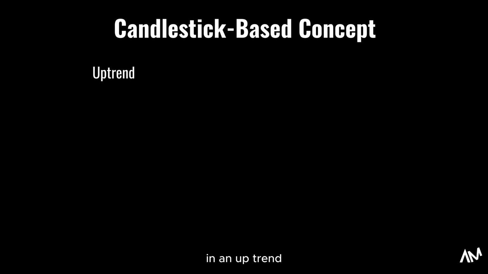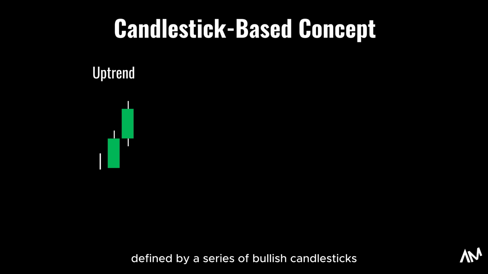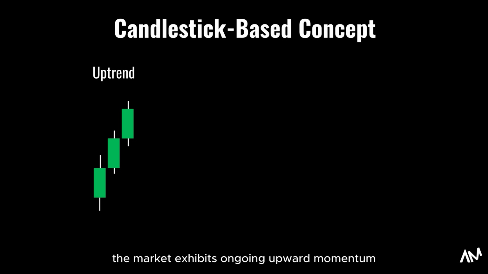In an uptrend, defined by a series of bullish candlesticks that surpass the peak achieved by the prior one, the market exhibits ongoing upward momentum. The low point of each candlestick remains above or equal to the low of the previous candlestick, suggesting that the market's downward force is restrained, and the overall trend remains predominantly bullish.